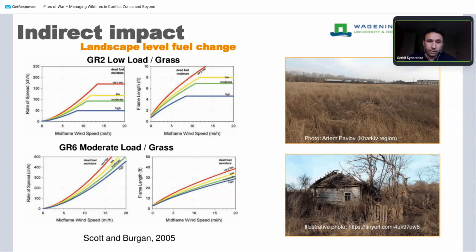And on this graph, you also see that moving from one type of model to another leads to an increase of rate of spread of almost 3 times. And in terms of other metrics like flame length, it can lead to an increase of 5 times.